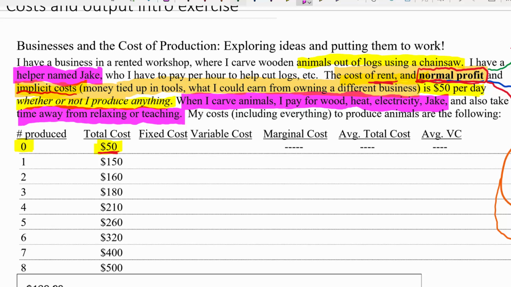Some of those costs are going to be explicit. More wood, more heat, more electricity, more labor. And some of those costs might be implicit. I take time away from relaxing, or I take time away from doing other activities where I could make other money. Some of those implicit costs, some of those explicit costs.